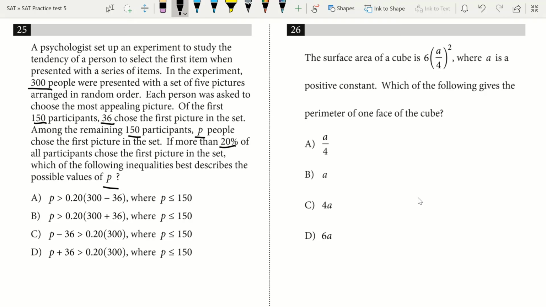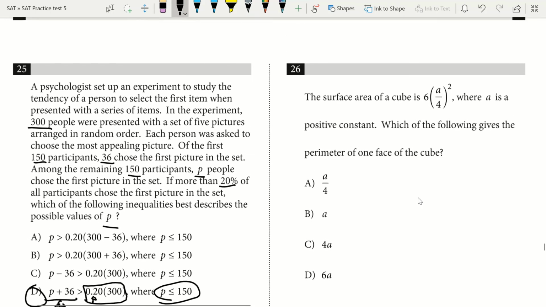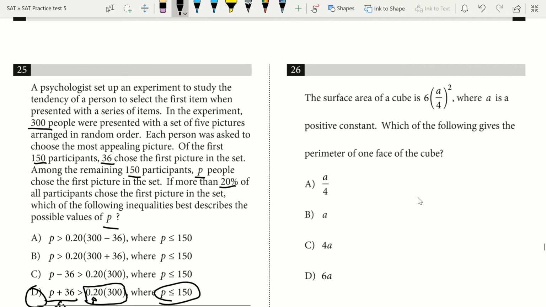All right, well, we know that P plus 36 then, right? P plus 36 is going to be my total amount that picked it, and that has to be greater than our 20% of our total, which is 300. So we got 20% represented by 0.2 times 300, and we know our total amount of people who picked it is P plus 36, and it has to be greater than that. So we know our answer there is going to be D. And we also know P has to be less than or equal to 150, because that's all the participants that were participating in that second trial run there.